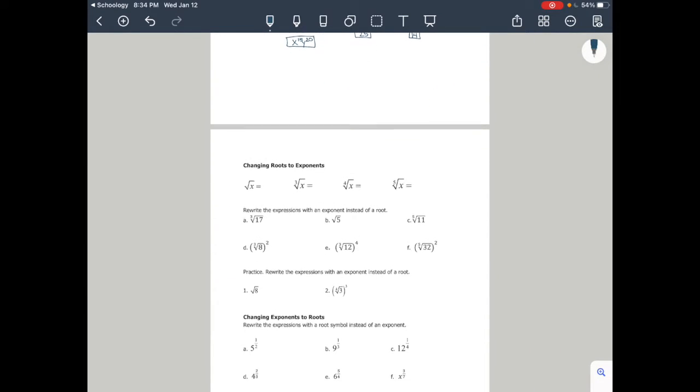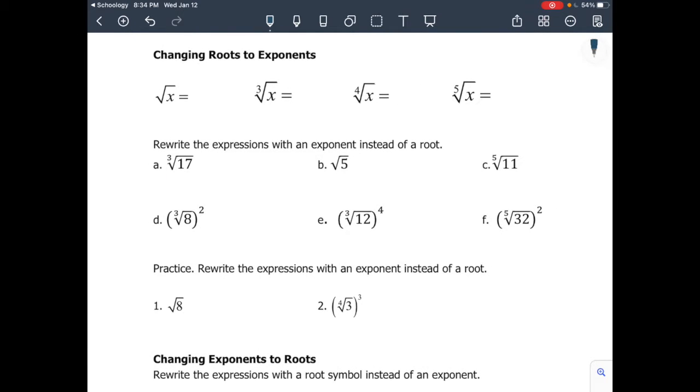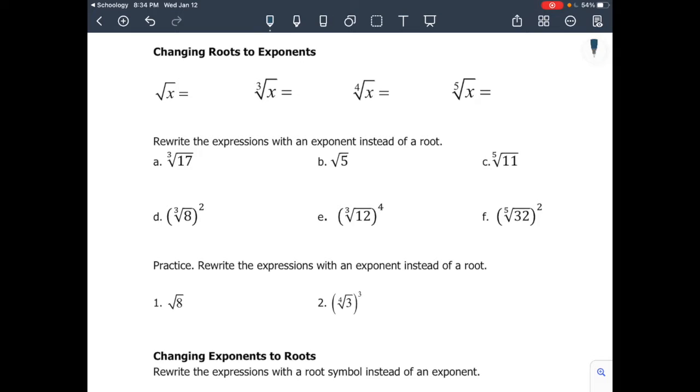So then the next page on the back, changing roots to exponents. So this is a little different. The way you do this, if I want to change the square root of x, I would write it as x to the 1/2 power. The 2 from the square root goes on the bottom of the fraction. So then now we have a 3, a 4, and a 5. So it's x to the 1/3, x to the 1/4, and x to the 1/5.